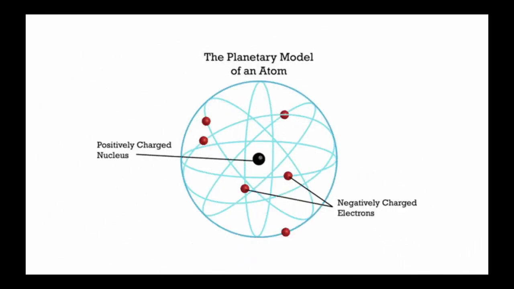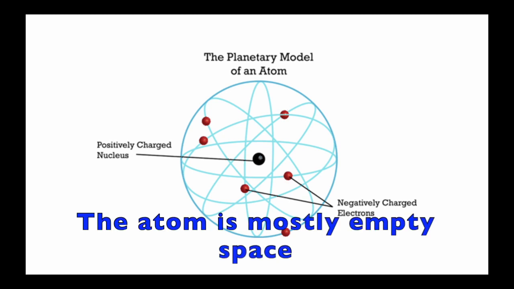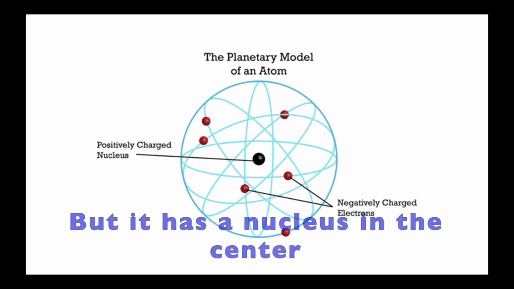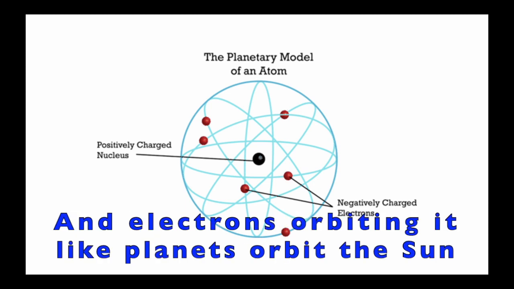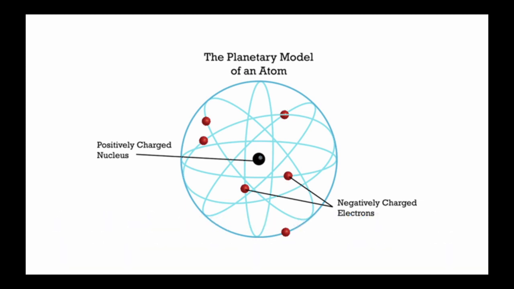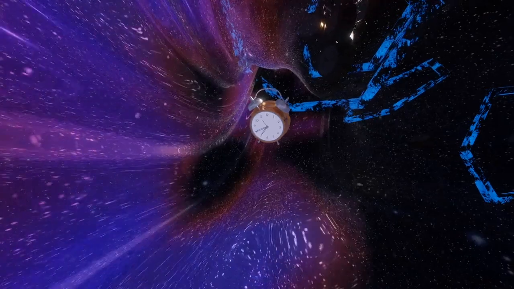Rutherford ditches the plum pudding model and he proposes the planetary model of the atom. In this model, the atom is mostly empty space, but it has a nucleus in the center and electrons orbiting it like planets orbit the sun. This is definitely an improvement over Thomson's plum pudding model, but we're not quite there yet. Once again, into the future.